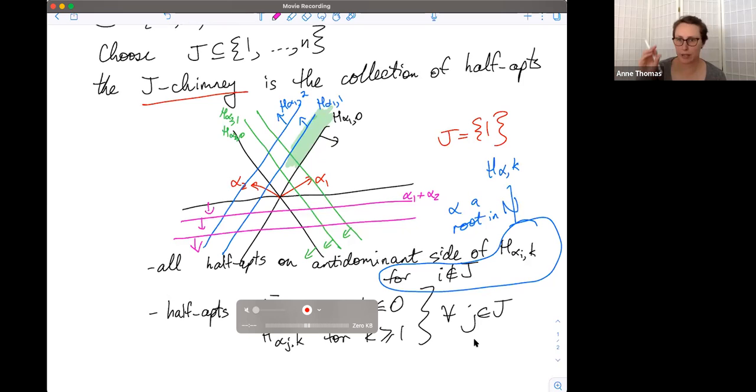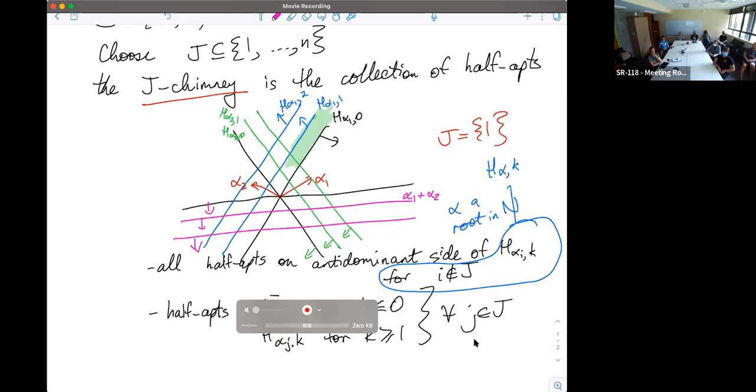And that's a J chimney, and then you can act on a J chimney to get any chimney just by acting by W. Right, okay, that helps a bit. I still need to think about it a bit more, I think.